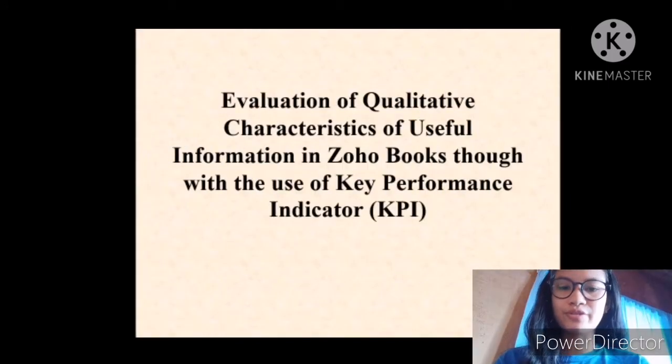And now we're done with its features. Let's jump to the main goal of this video: the evaluation of qualitative characteristics of useful information in Zoho Books through the use of Key Performance Indicators or KPIs. Since Zoho Books is an online accounting software that manages the finances, automates the business workflows, and helps users work effectively and collectively across departments, we will now scrutinize how useful this accounting software is, and we will know if it embodies the qualitative characteristics of useful information.